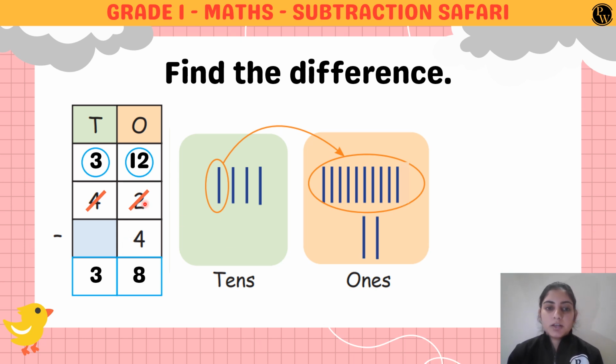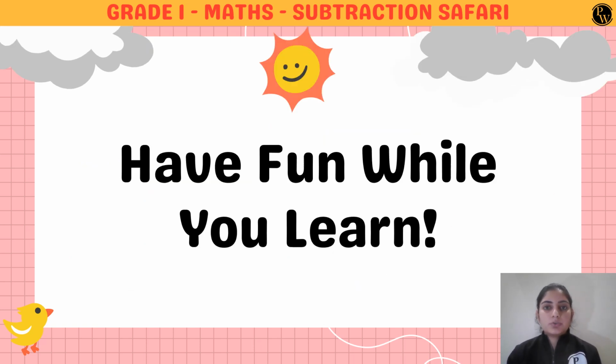And how many bars do we need to cut in the tens place? 0. So we can say 3 minus 0 gives us 3 only. So we are going to write 3 here. That is 38. So we can say the difference between 42 minus 4 is 38. Yes. So, well done students.